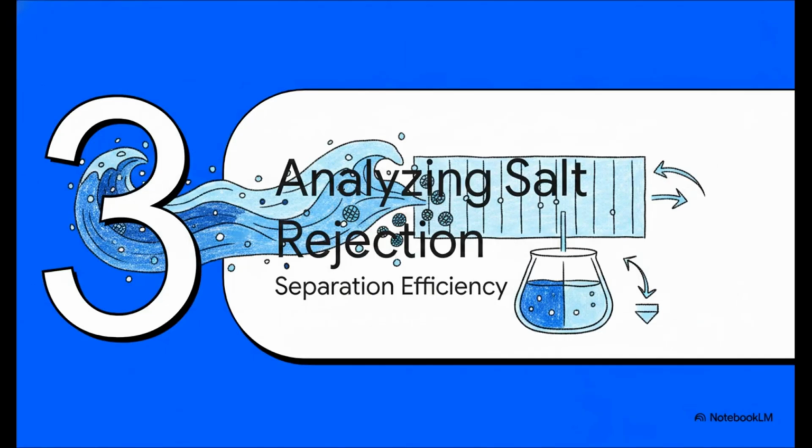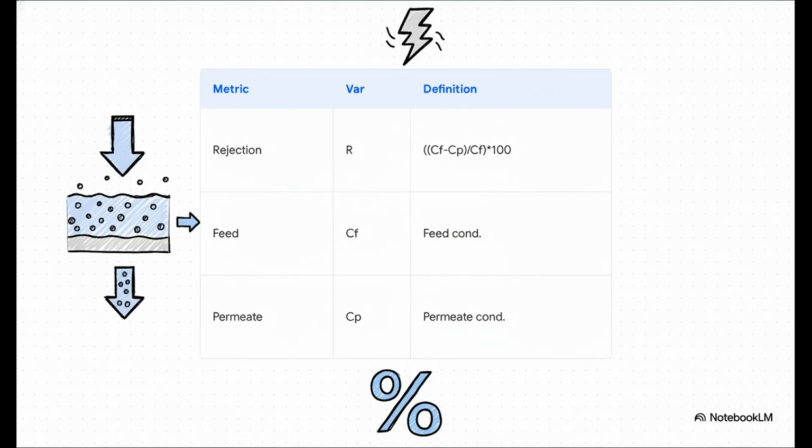Moving on to Section 3, analyzing salt rejection rates. Because, let's face it, fast-flowing water is completely useless if it's still salty. We have to look at the system's salt rejection capabilities. We actually measure separation efficiency using electrical conductivity. Rejection, or R, is calculated by taking the feed conductivity, which is basically the saltiness of the input water, subtracting the clean permeate conductivity, dividing that by the initial feed, and then multiplying by 100. This percentage tells us exactly how much salt was successfully blocked.